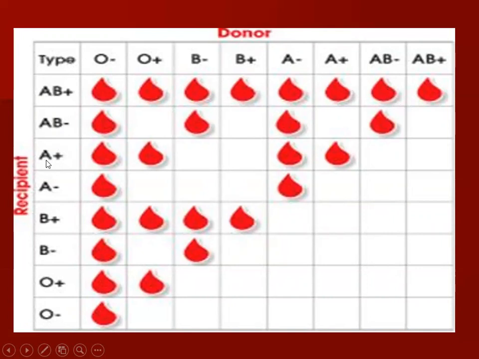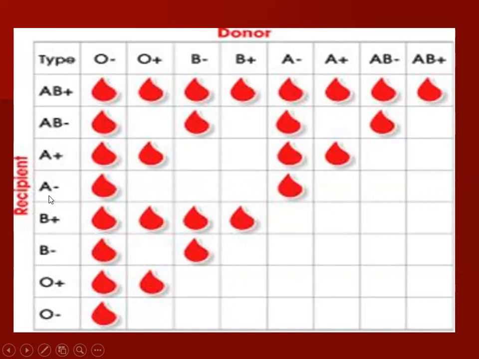Now, let's talk about A positive. Since it's positive, it can receive negative and positive. It can receive O negative and it can receive O positive, because O is the universal donor, so it can give to everybody. O negative gives to everybody. Now, O positive can only give to other positives. The A positive can also receive A negative and can receive A positive.